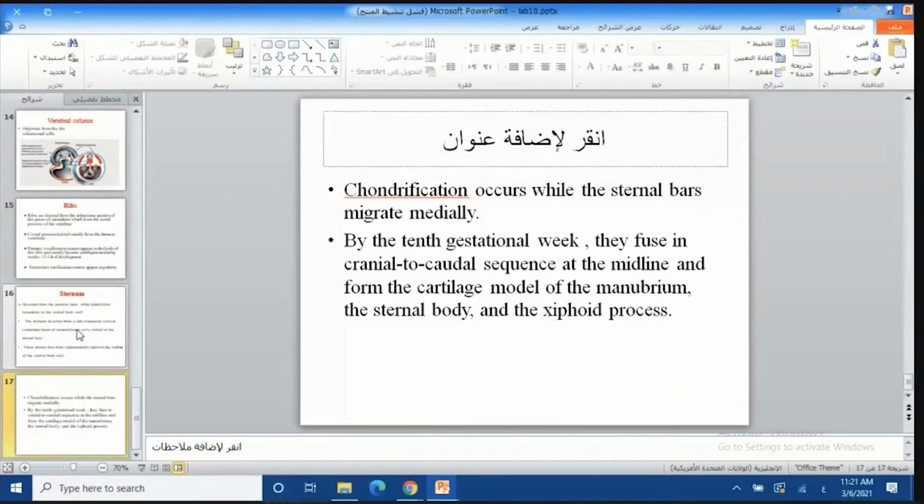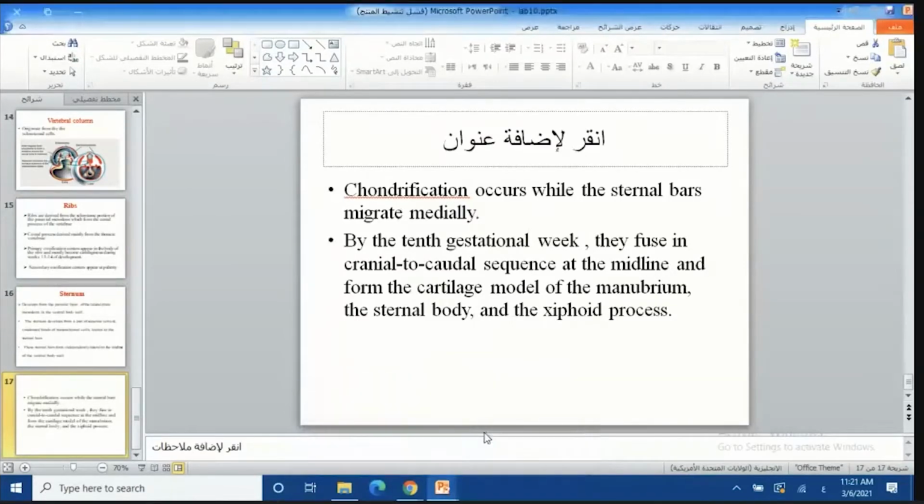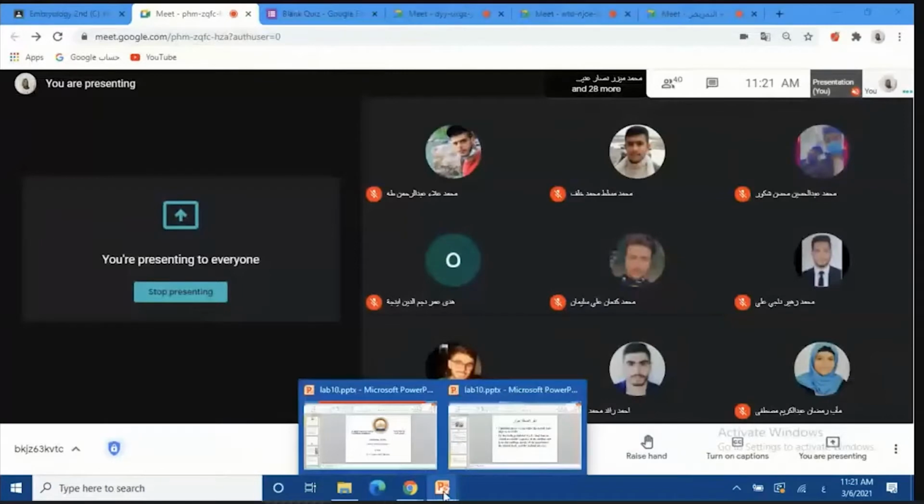So we will continue today with the limb formation. And for the next lecture, if we continue, we will have the malformation.